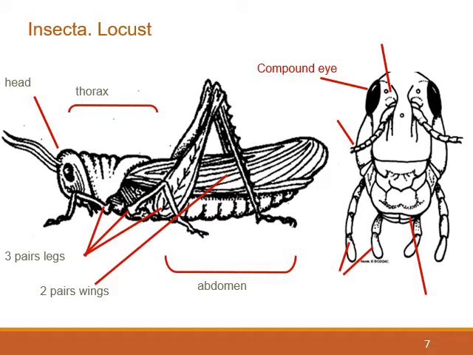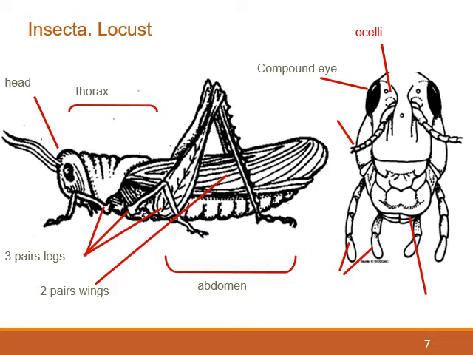Locusts have relatively few ommatidia, so the image that is produced is quite grainy. But if you looked at something like a bee, for instance, they'll have more ommatidia and a higher resolution in the image that's produced.